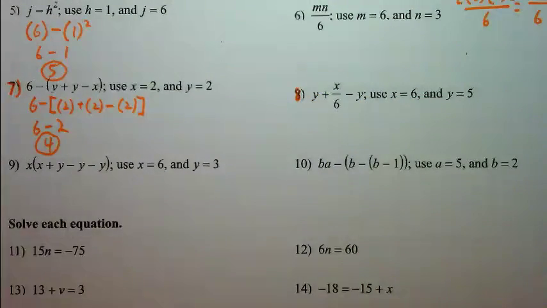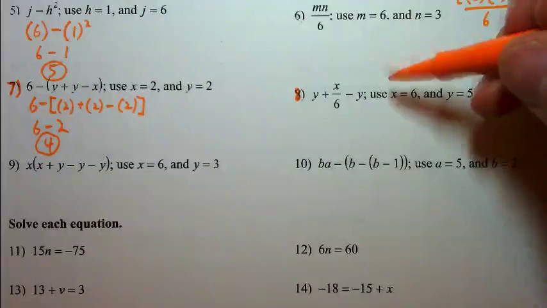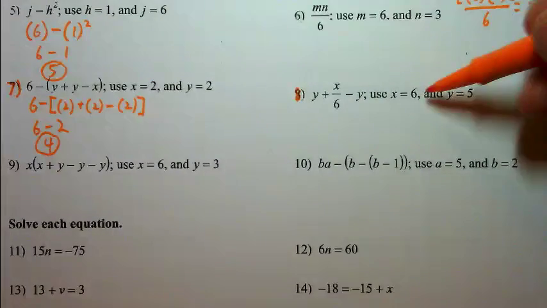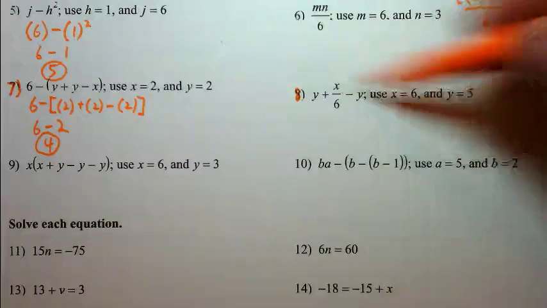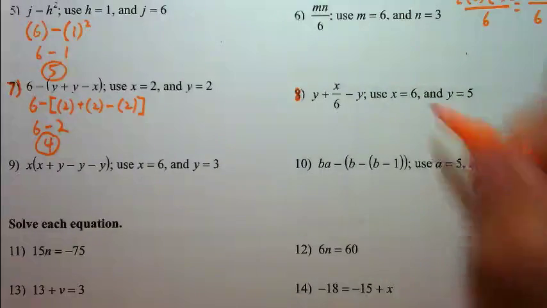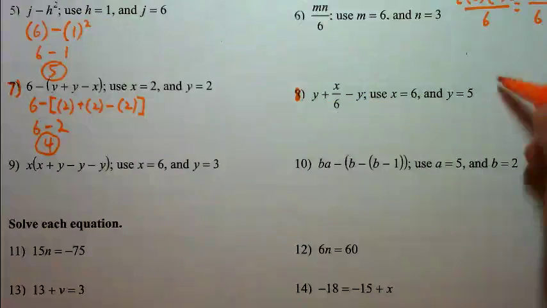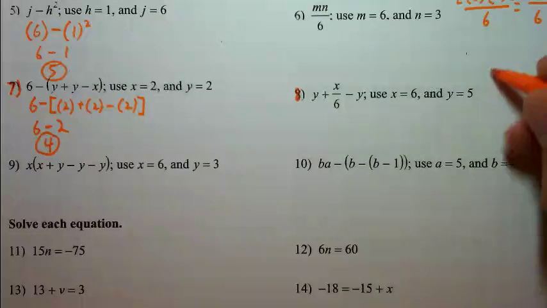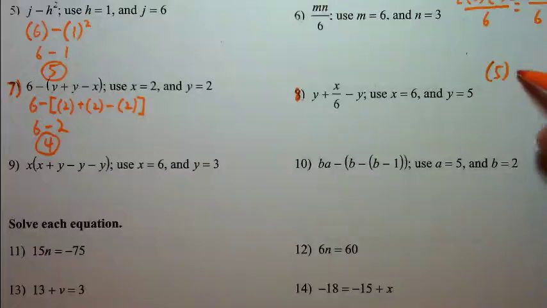Now, that's 8. We have x is 6, 5 for y, so plug those in. Oh, we also have y over there. So you're going to have 5 plus 6 over 6 minus 5.